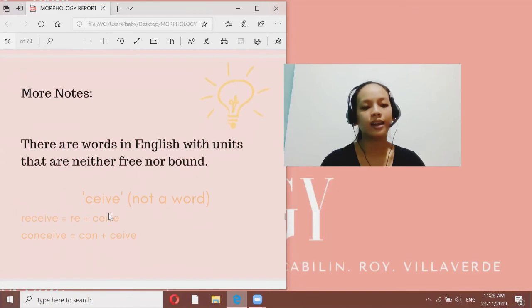Another note is there are words in English with units that are neither free nor bound, just like ceive. This is very common. This is often used in English words such as receive and conceive. But ceive is actually not a word. It's just a unit that is neither free nor bound. Again, we use receive, conceive, but if we separate them, they won't have a meaning of their own.